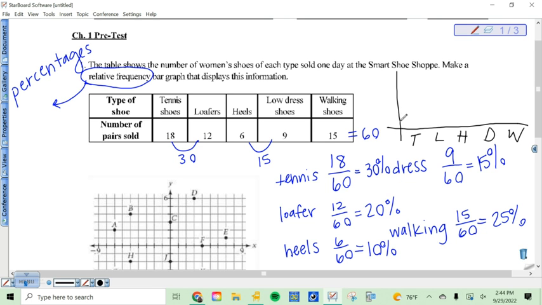Go up by 10 up to what? Good. 5, 10, 15, 20, 25, 30. So tennis shoes is 30%, loafers is 20, heels is 10, dress shoes 15, and walking shoes 25. All right.